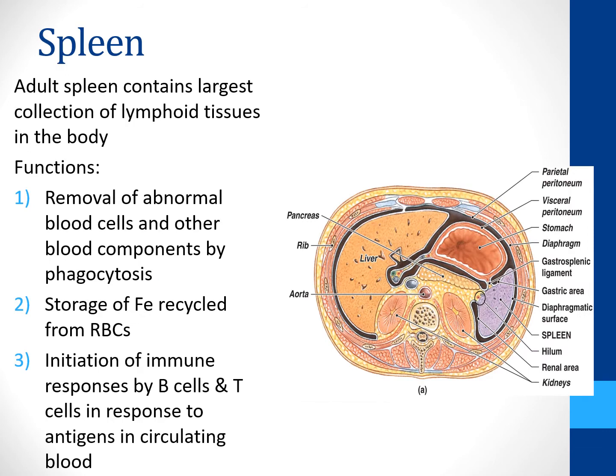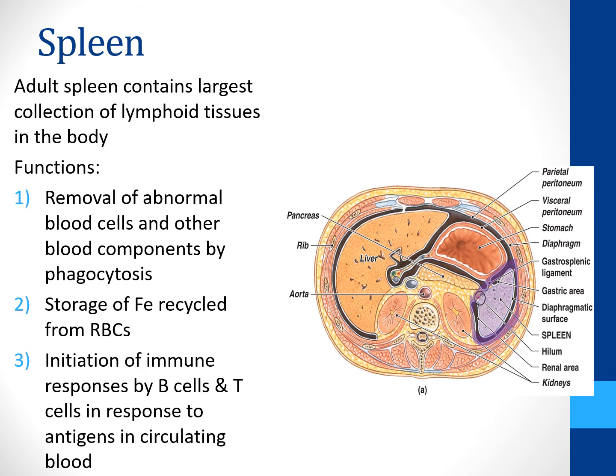The spleen is the largest collection of lymphoid tissue in the adult. You can see it here in purple. That's our spleen. It's on the left side of the body. And the spleen's function is to filter the blood. So it removes abnormal blood cells and other blood components through phagocytosis. It also stores iron that gets recycled from red blood cells. We learned about that when we discussed blood.